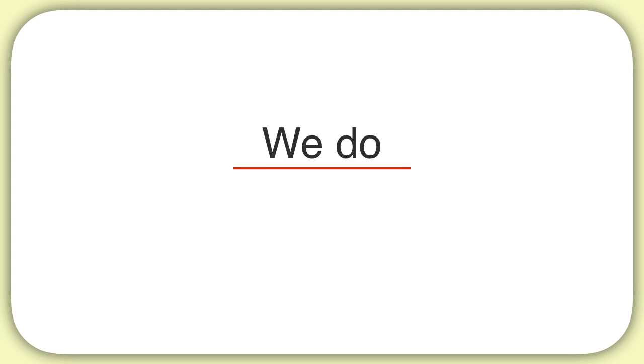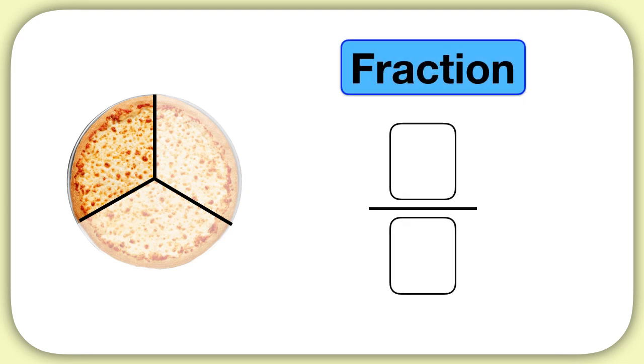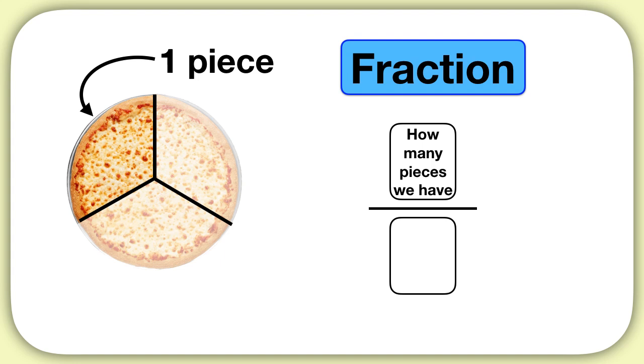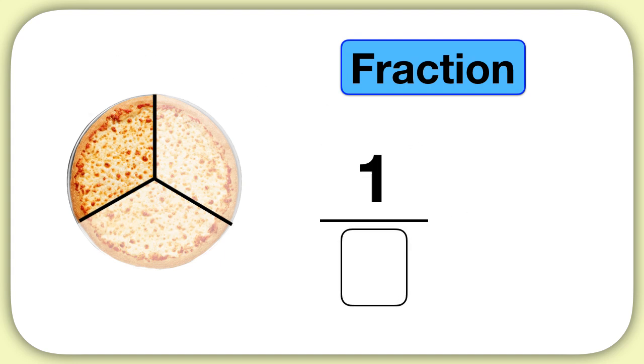Now let's practice some of these together. Let's identify what fraction of pizza I have here. Well, remember fractions have two pieces, a top and a bottom. The number on top tells us how many pieces we have. Well, how many pieces of pizza do we have here? You can see we only have one piece of pizza, so we'll put a 1 above the line. Now, what is this number on top of the line called? The top number is called the numerator.